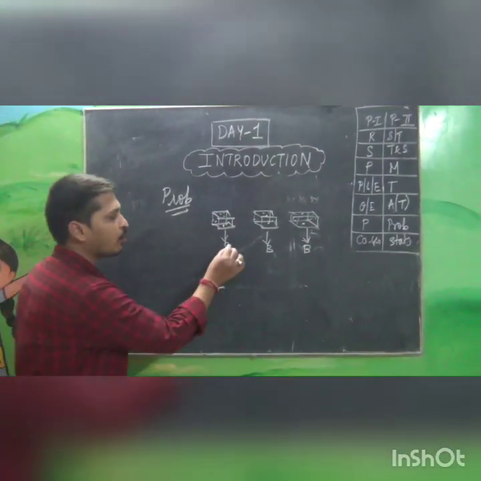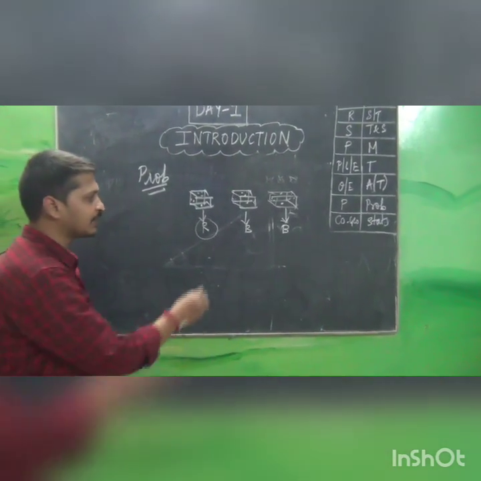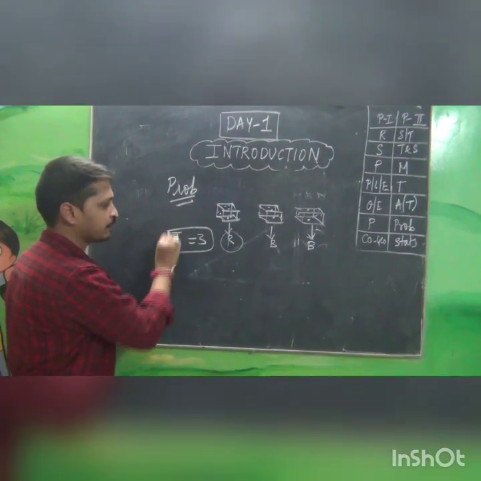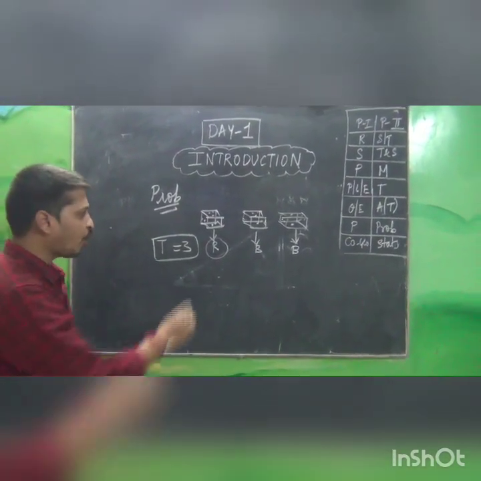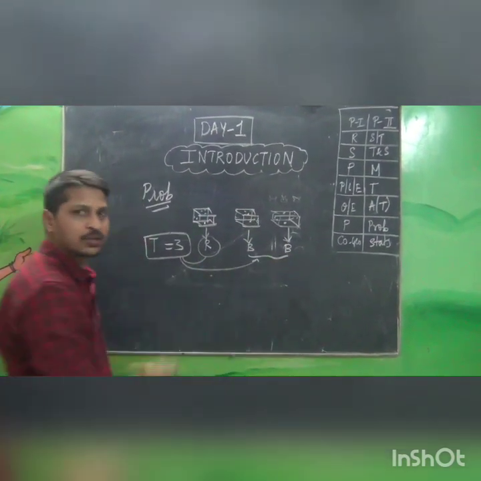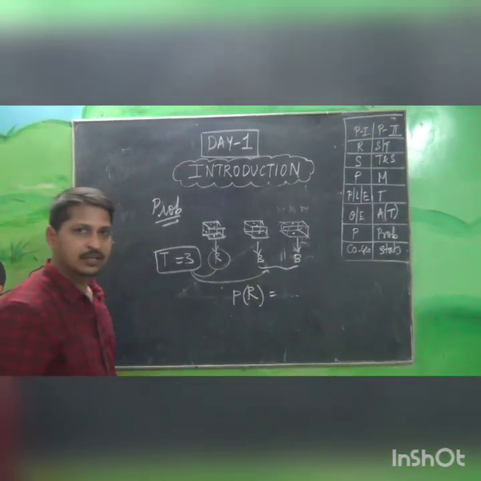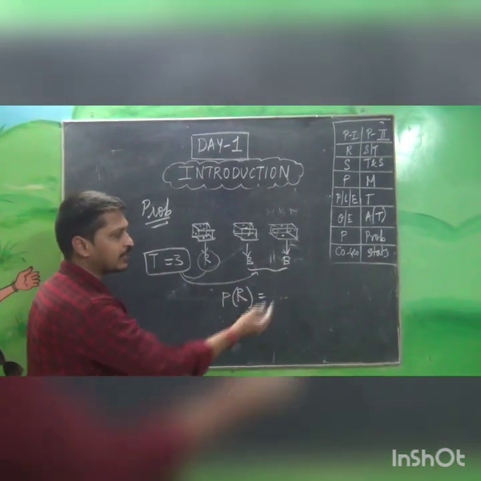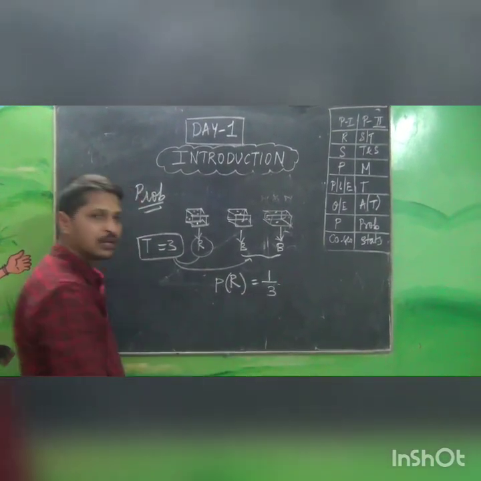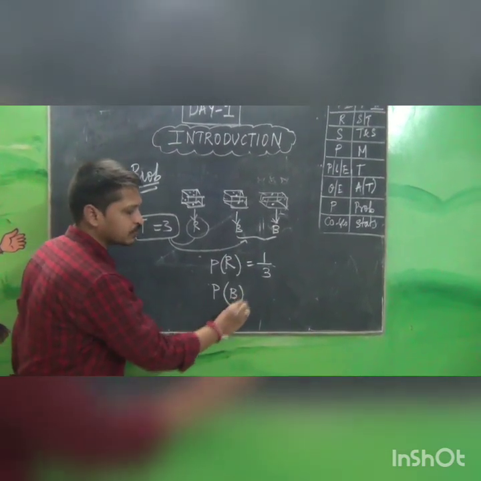The probability of getting the red dice. Now, if you observe, in total we have 3 dice. Out of 3, 1 is red and 2 are blue. The probability of getting a red die is: red we have 1, out of how many are there? 3.